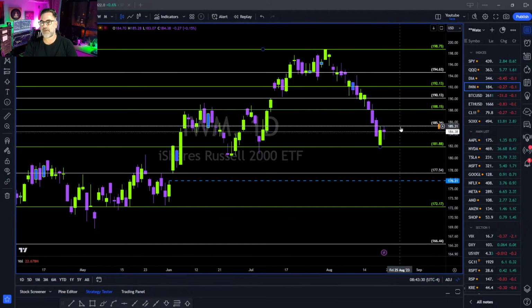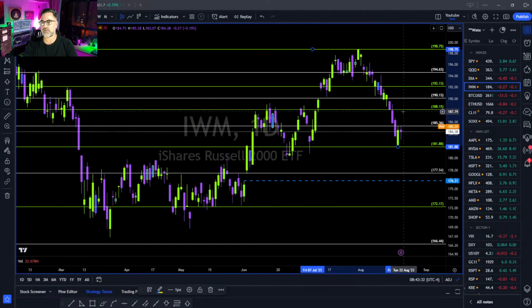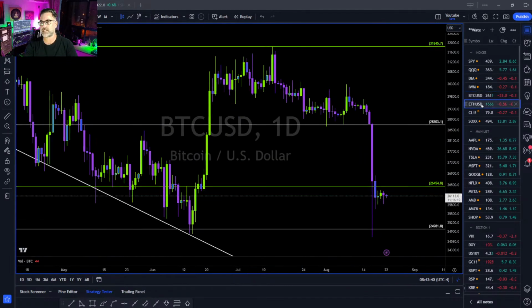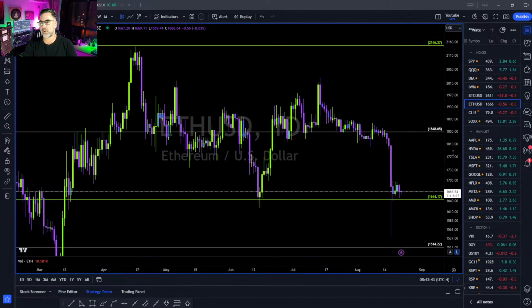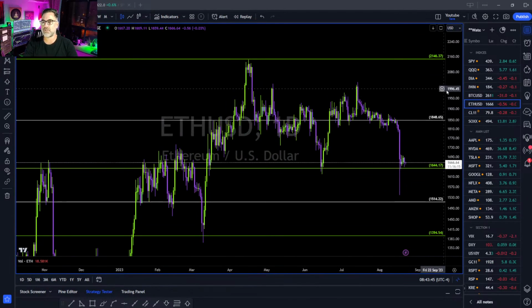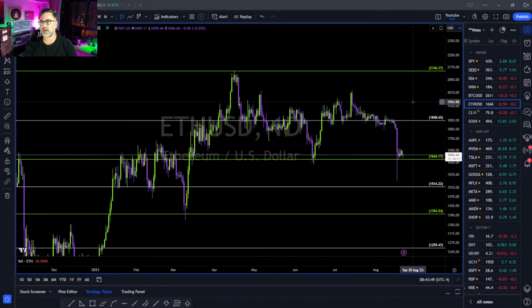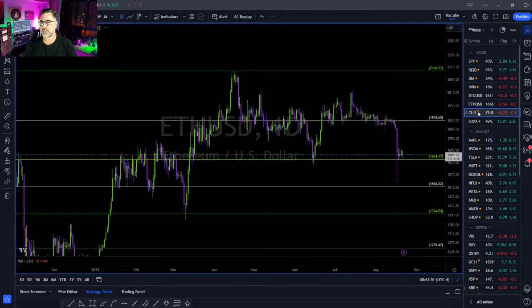IWM 185 resistance, above it 188, below 181. High probability 176 gap will get filled. Bitcoin, nothing much, moving sideways. Ethereum, I'm going fast because I want you to have enough time to ask questions.